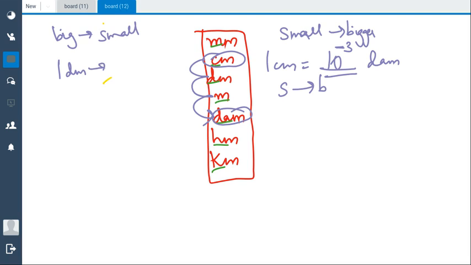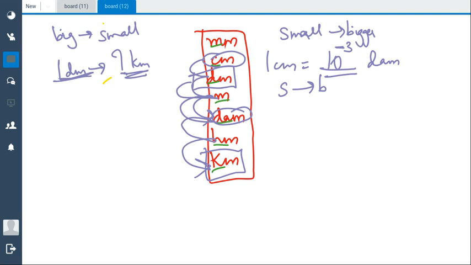I'll tell you one more. One decimeter equals how many kilometers? Which is the bigger unit? Which is the smaller unit? So we start from the smaller unit to the bigger unit. Four steps. So 1 decimeter is equal to 10 raised to minus 4 kilometers. Easy. Now another short trick for this, I'll tell you.